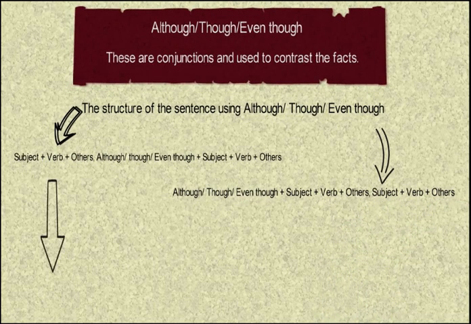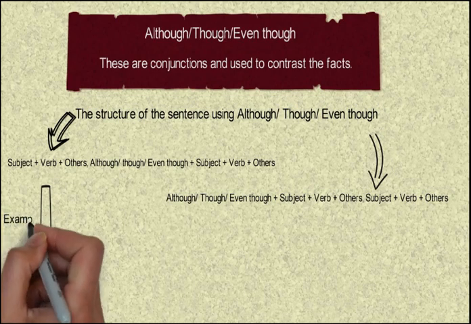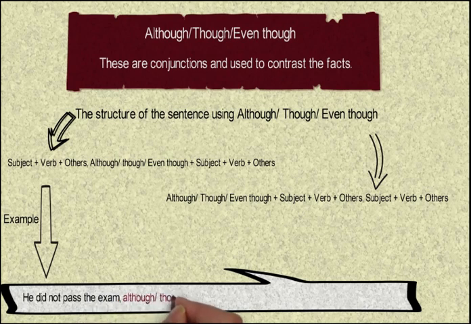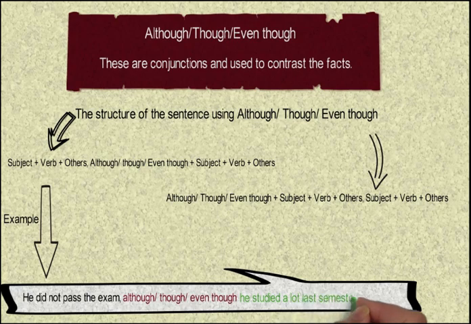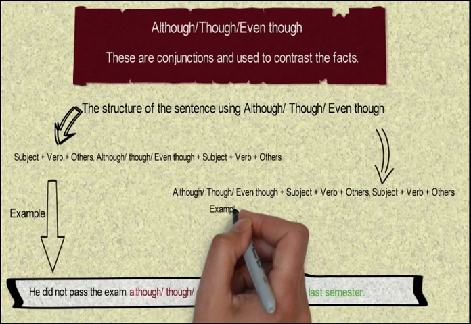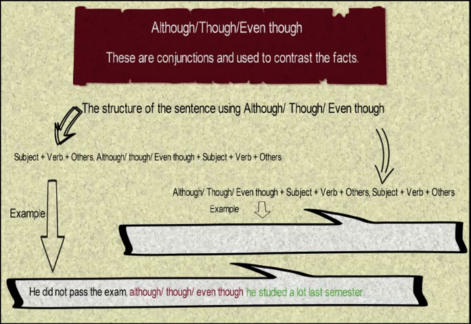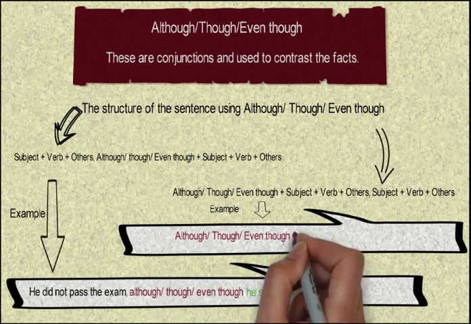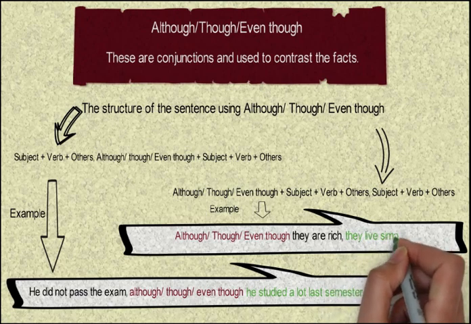plus others. The example of the first structure is he did not pass the exam, although or though or even though he studied a lot last semester. The example of the second structure is although or though or even though they are rich, they live simply.